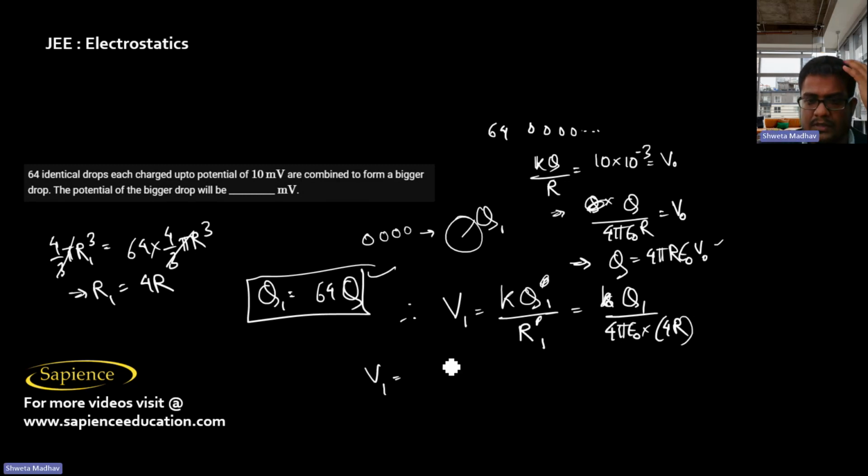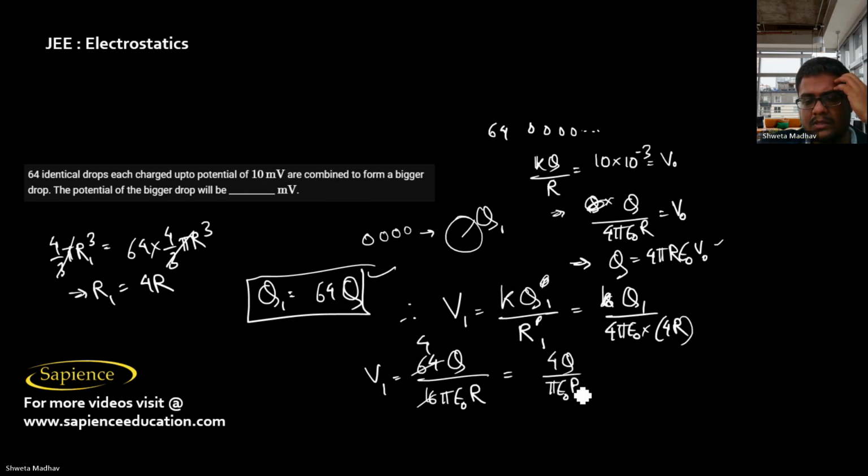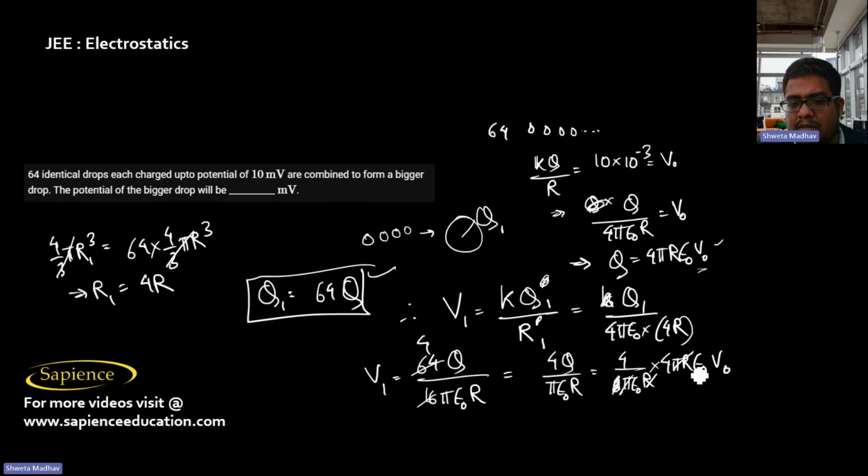So therefore V1 will be equal to 64 times Q by 4 pi epsilon naught into 4R. So 64 by 4 is 16, so 16 Q by 4 pi epsilon naught R. And now Q by 4 pi epsilon naught R is V naught, that is, Q is 4 pi R epsilon naught V naught. So here pi R will cancel, epsilon naught will cancel. So it is 16 V naught. So V1 equals 16 V naught.